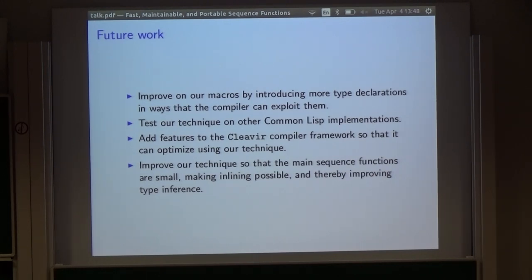So, future work. We could still squeeze out some more improvements because we haven't been very careful about the exact declarations that the macros provide in each specialization. I think by doing that, we can convince the native compiler to optimize each special version of the loop even more. We need to test our technique on other list implementations. We need to convince the Cleavir compiler framework to have sufficient optimizations that when we compile with Cleavir, it will actually optimize the way we want it to.